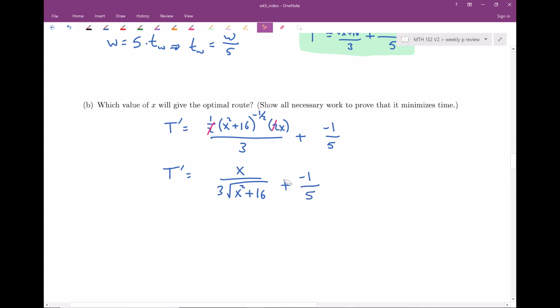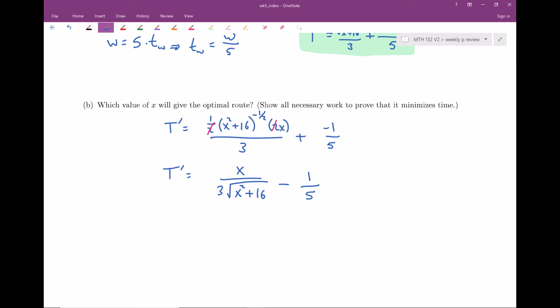And in fact, instead of writing plus here, let's just go ahead and write minus 1/5. So okay, now this is a little bit easier to look at. Let's see, is there any place where this would be undefined? So is there any place where I'm dividing by 0, or when I'm taking the square root of a negative, for instance?